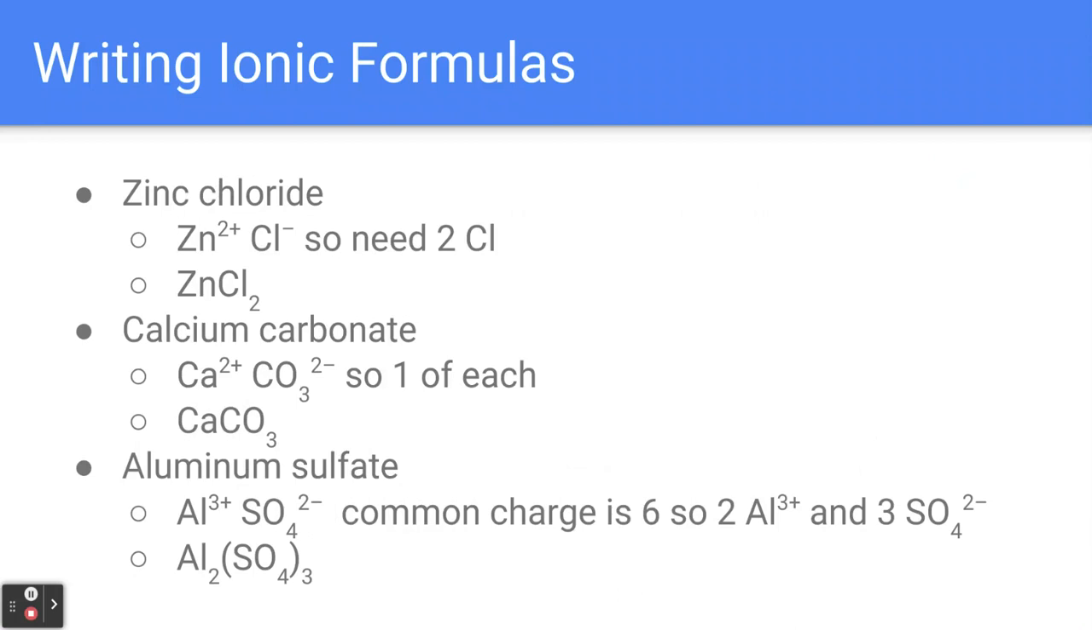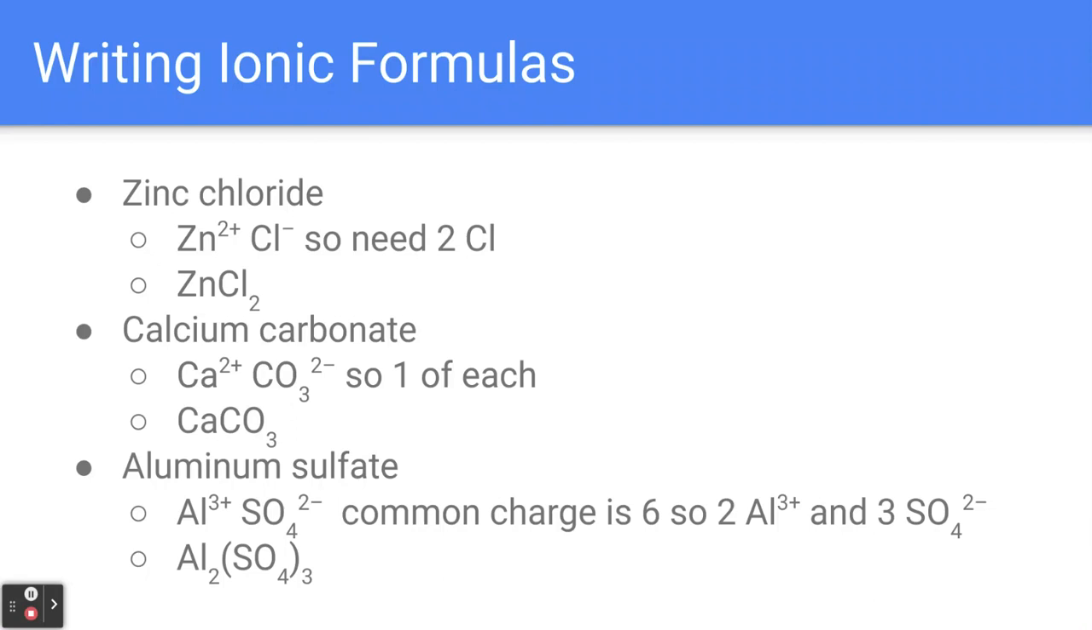Here's some more examples. Zinc chloride. Zinc has a +2 charge. Chloride has a -1 charge, so we're going to need 2 chlorides. Calcium carbonate. We have 1 calcium with a +2 charge. The carbonate has a -2 charge. So we just need 1 of each. Those balance out perfectly.